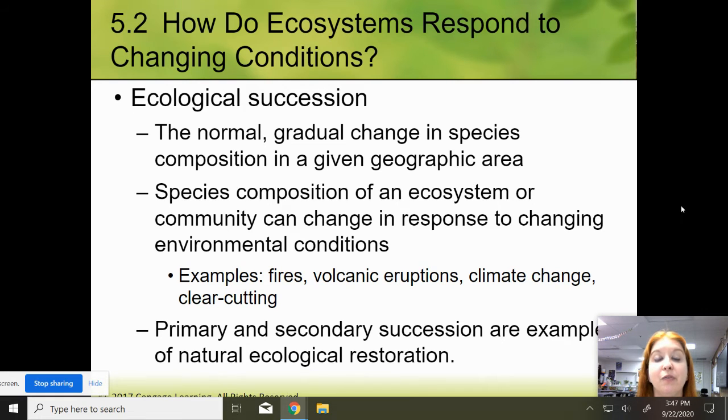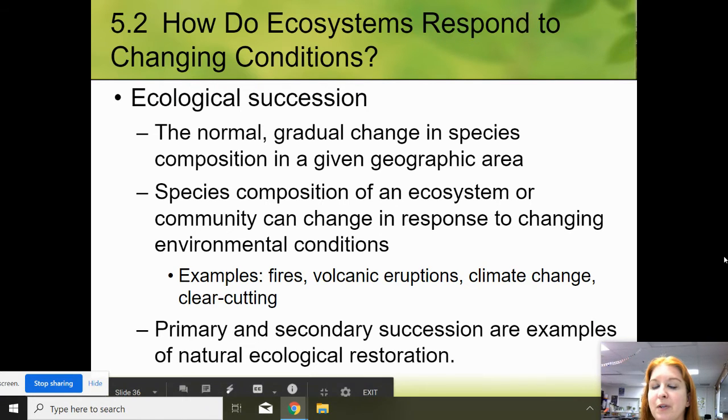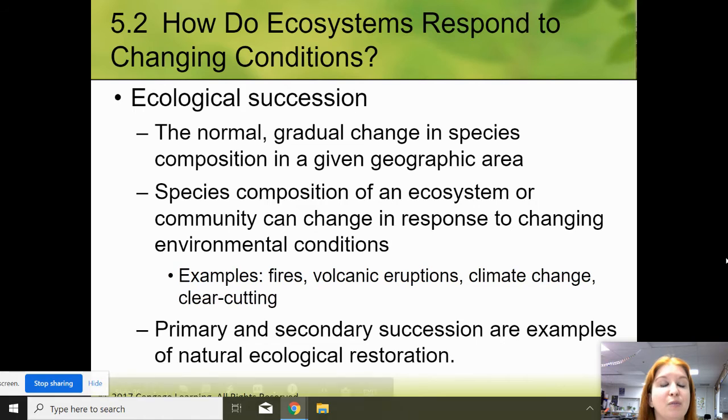Welcome to Chapter 5, Section 2, How do Ecosystems Respond to Changing Conditions? So this is succession, both primary and secondary, and these are things that you learned about freshman year, so this should be a fairly, hopefully, an easy review for you guys.